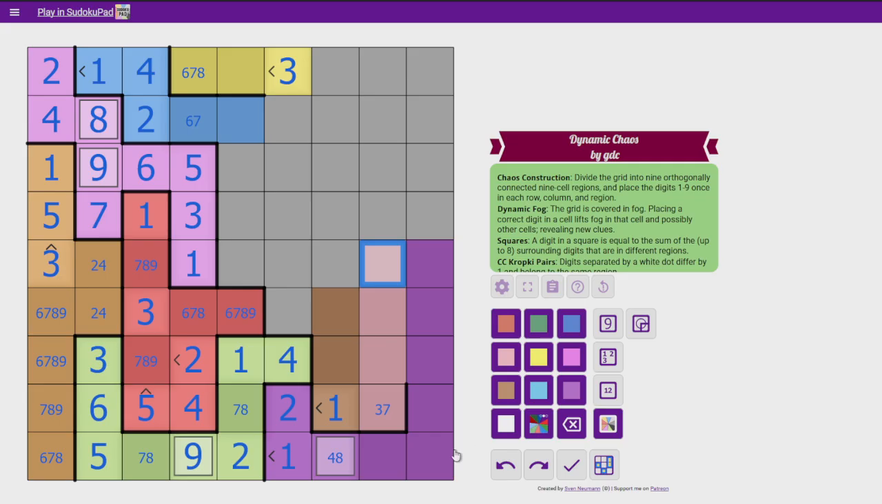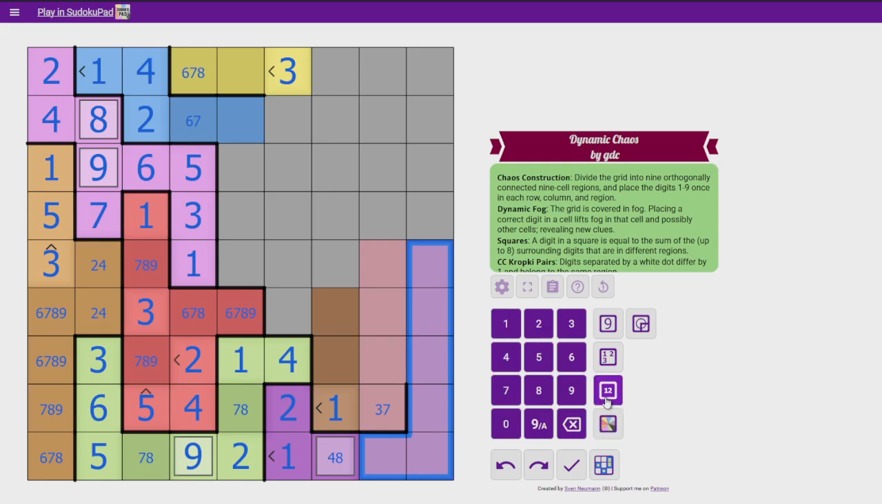Fortunately. Is there some digit here that can't be put in here? No. All digits are possible.